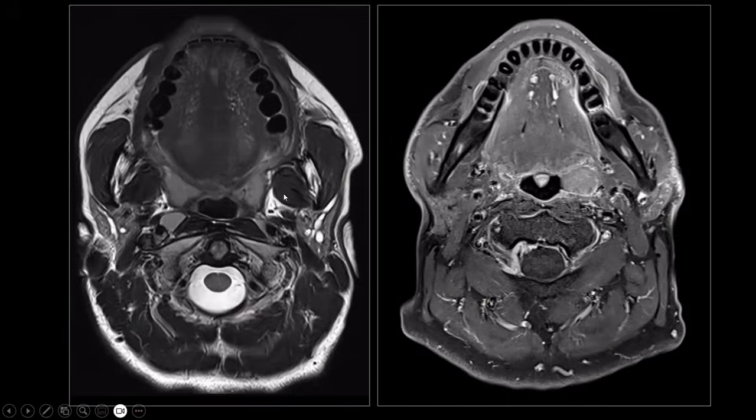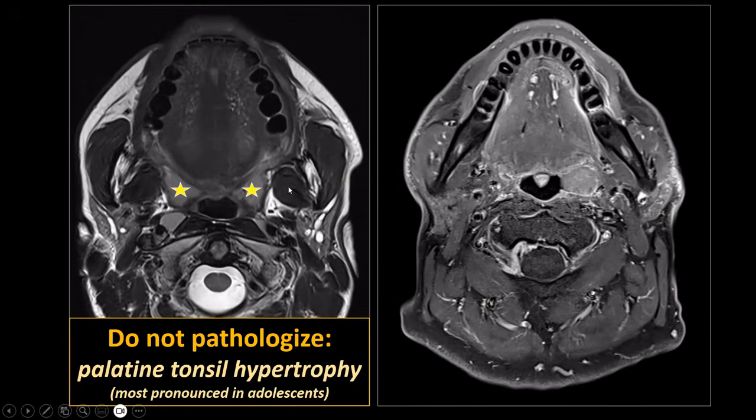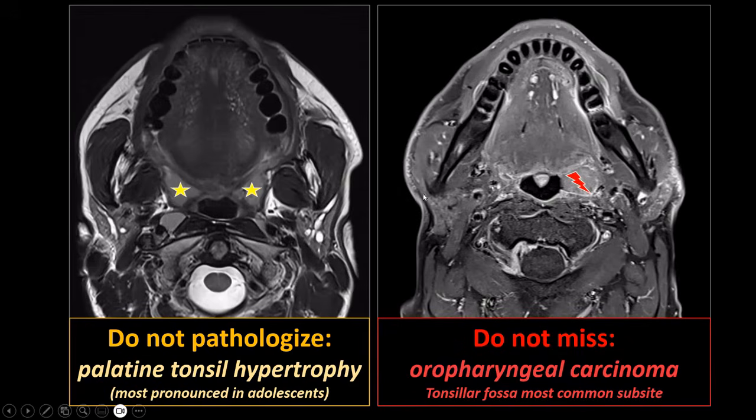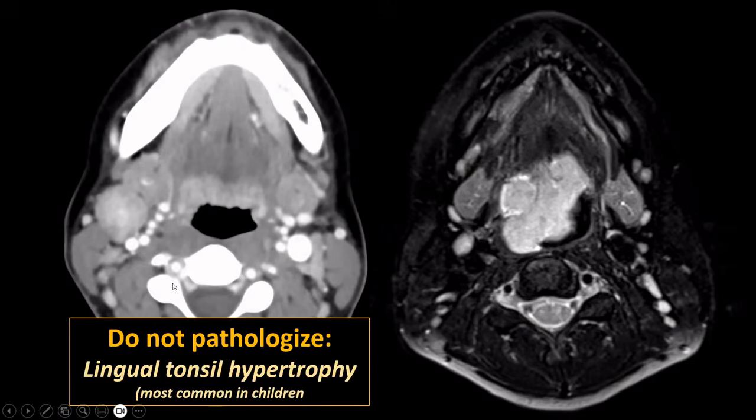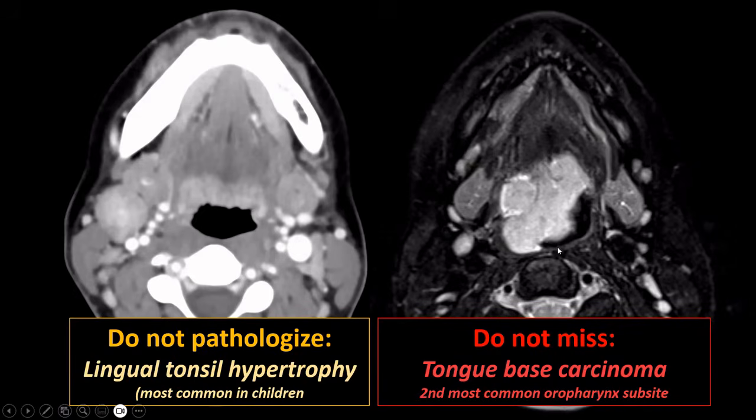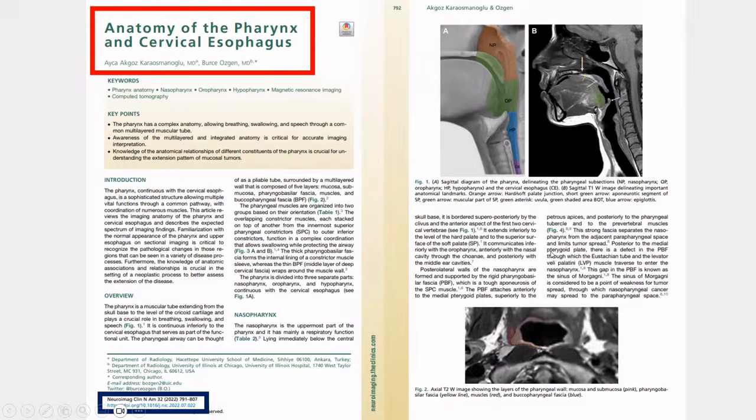The same applies to the oropharynx, where you should make a distinction between benign palatine tonsil hypertrophy, which is most pronounced in children and adolescents, but will decrease with increasing age. And do not mistake that for oropharyngeal carcinomas, which will be seen in older patients, smokers, drinkers, and will be asymmetrical. The same is true for the lingual tonsils, where you shouldn't mistake a lingual tonsil hypertrophy seen in children with a tongue-based carcinoma. Okay, and this concludes my presentation on imaging anatomy of the pharynx.